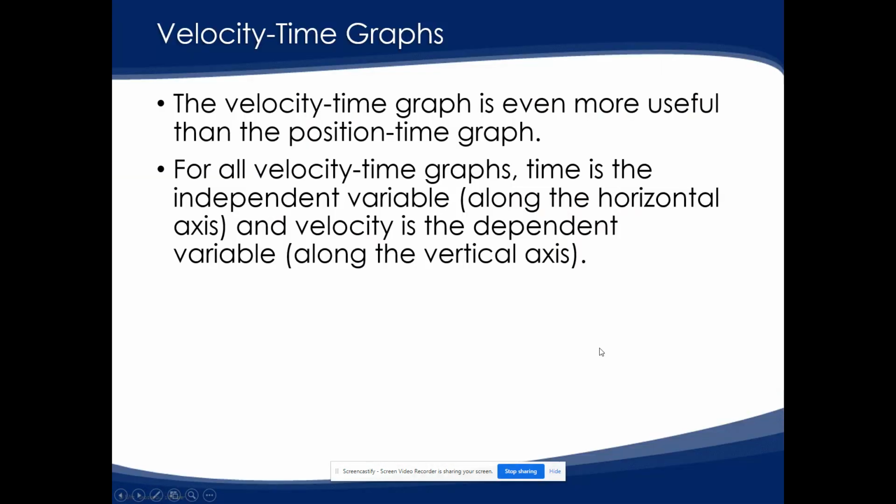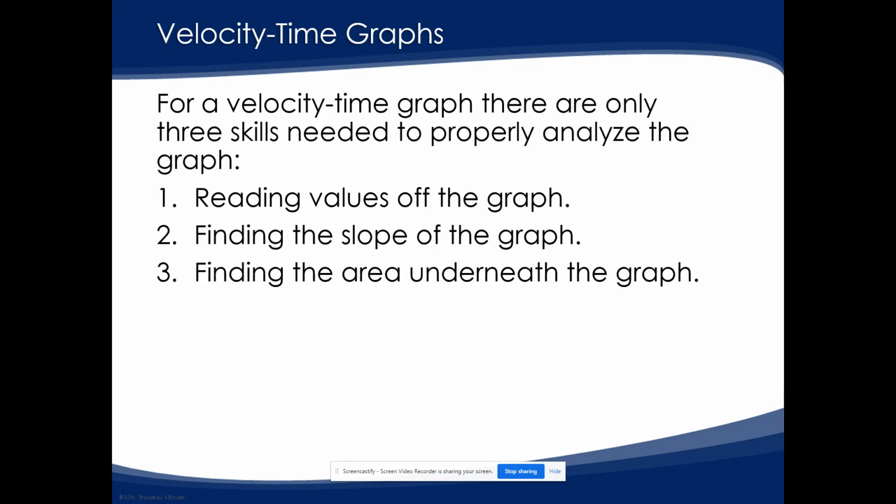Velocity and time graphs. This is going to be even more useful than our position and time graphs because we're going to be able to see a little bit more information. In all of our velocity time graphs, the independent variable is still time, along our horizontal axis, and velocity is the dependent variable on the vertical axis.